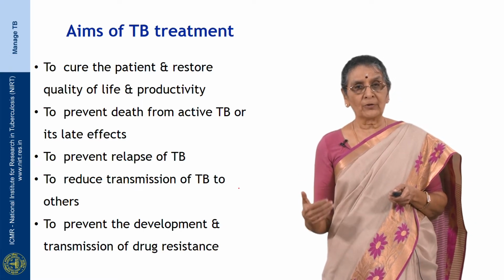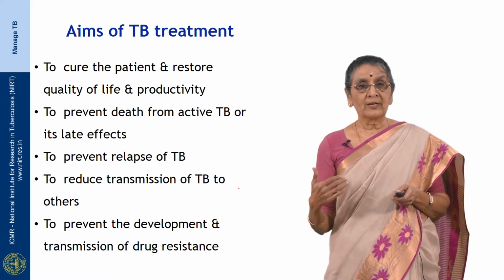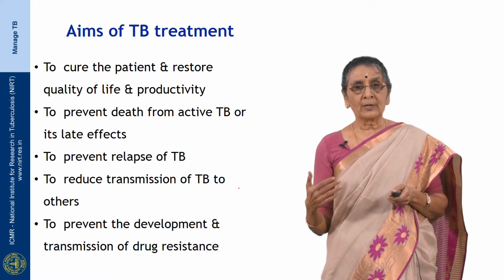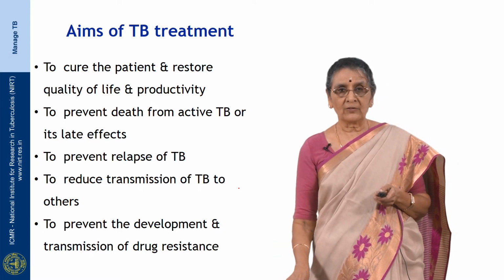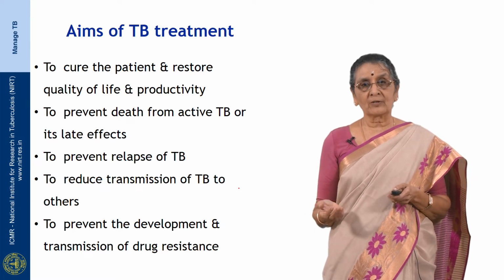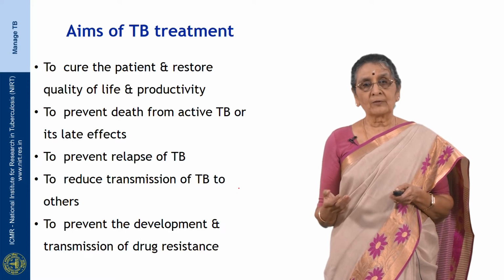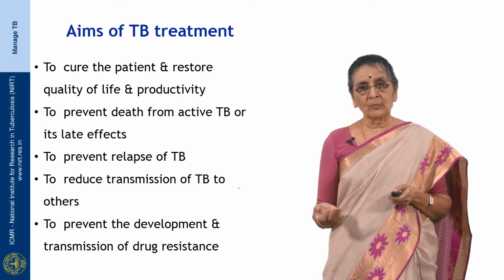Now, from the community point of view, the aims are a bit slightly different. We have to aim in reducing the transmission of TB to others by giving bactericidal drugs, achieving rapid kill of bacteria and making the patient smear and culture negative. Also, we have to look at the transmission of drug resistance, development of drug resistance from the community point of view. This is also achieved by rapid kill of the organisms by giving short course chemotherapy drugs of rifampicin, INH and pyrazinamide.